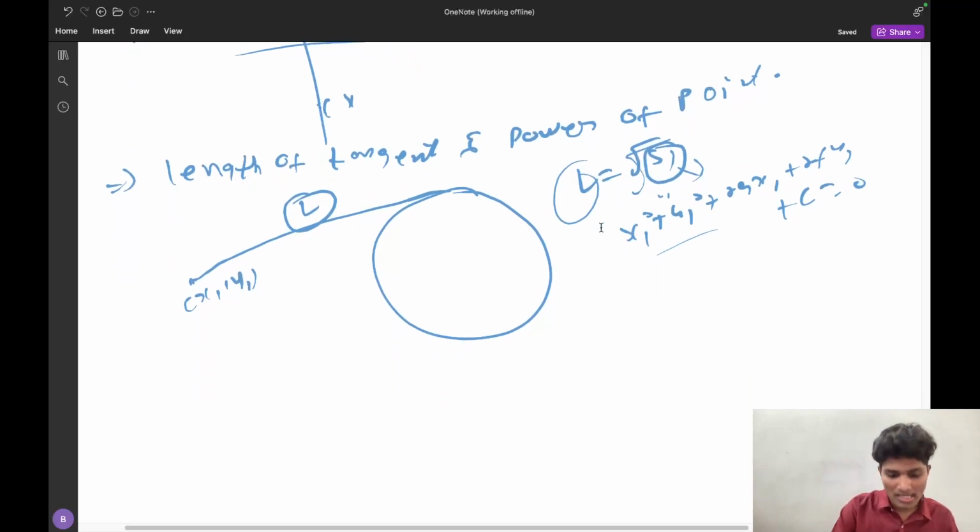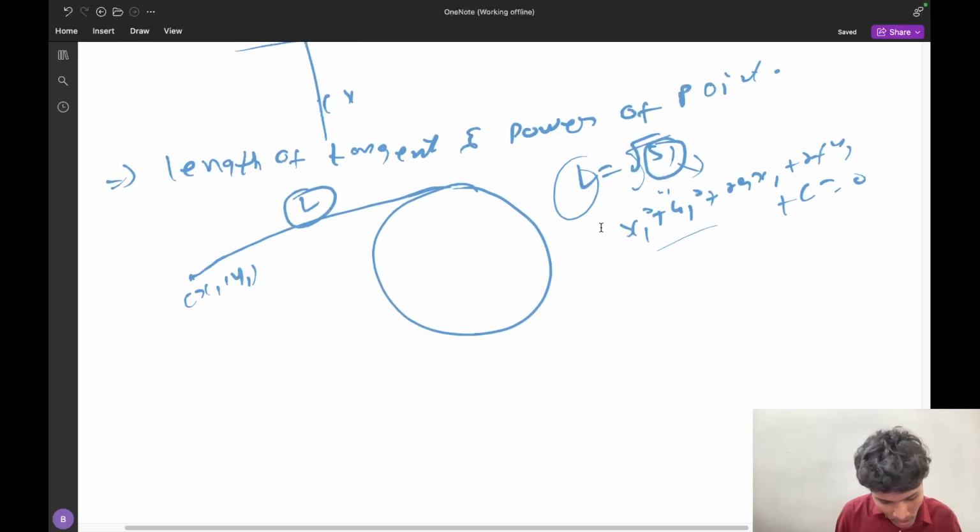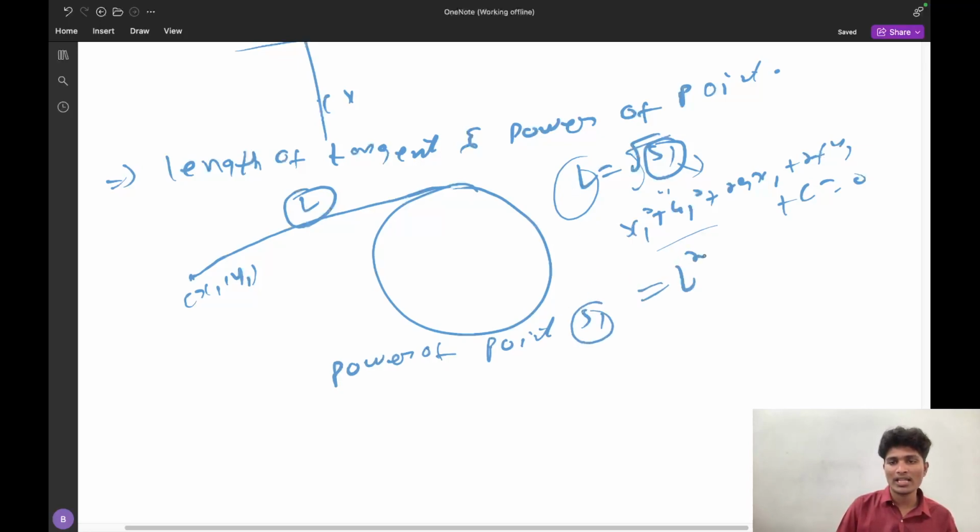And what is the power? What is the power value of the point? That is the power of point. The power of point is S1, simply S1. That is the L square. The length square is equal to the power.